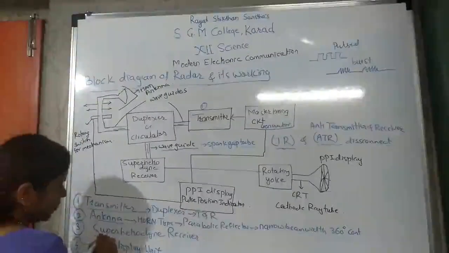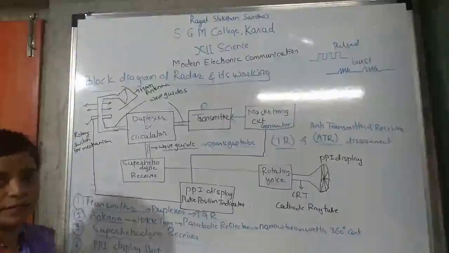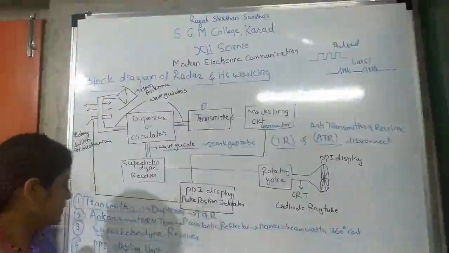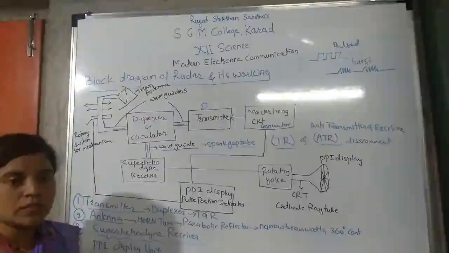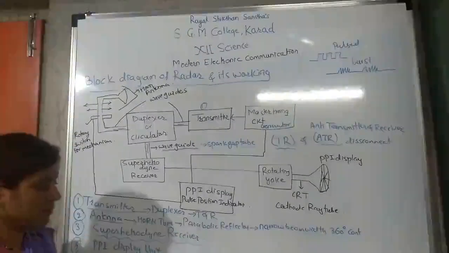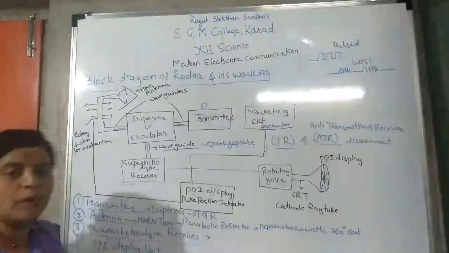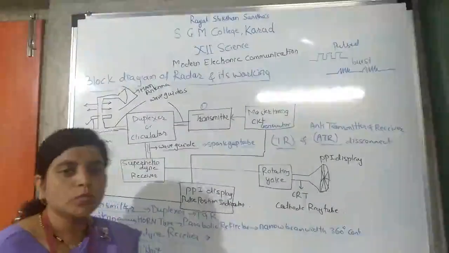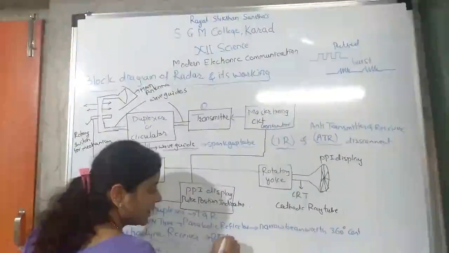Now the main and very important block is the super heterodyne receiver. Which type of receiver is used? Super heterodyne receiver. So what happens in the super heterodyne receiver? Many blocks are used in the super heterodyne receiver. First, the RF amplifier is used.